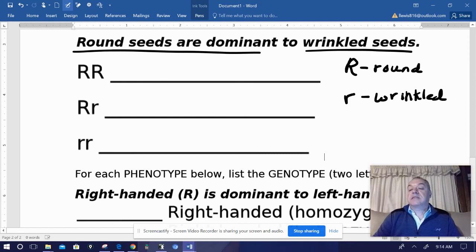We actually see these in pea plants where they're either round or smooth. Some people call them smooth. And then wrinkled would be not smooth. So take a look at these. What will these three show up as? What will their phenotype be based on these genotypes?